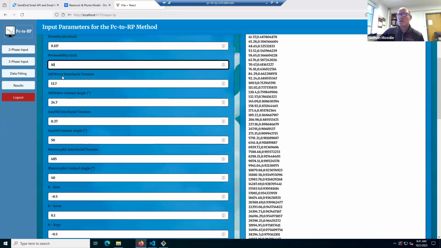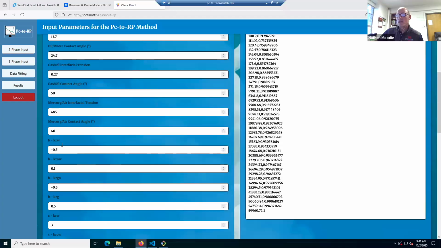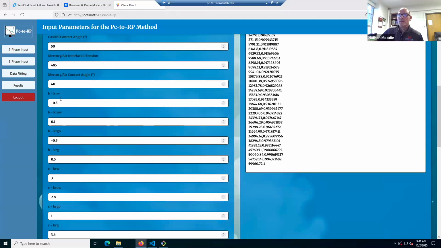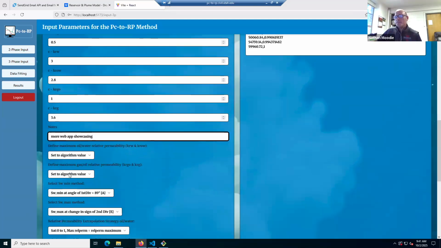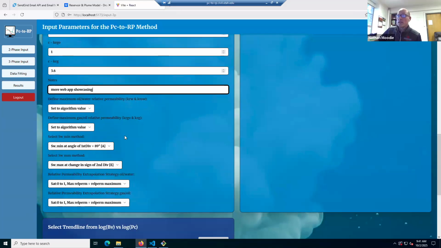Since we're doing 3 phases, you're going to have 2 sets of contact angles and interfacial tensions, as well as your laboratory data. And then you're also going to have 2 sets of the B exponents and C exponents, because we have one for your oil water curves and one for your gas oil curves. So we'll leave that. And then a slightly expanded section here as well, where you choose: do I want to enter my values here, or do I want to let the algorithm pick them? Again, we'll let the algorithm pick them.